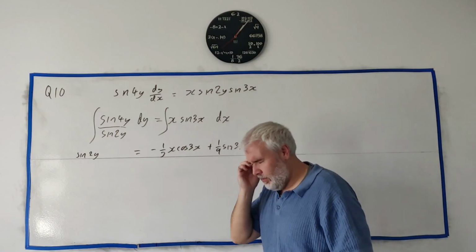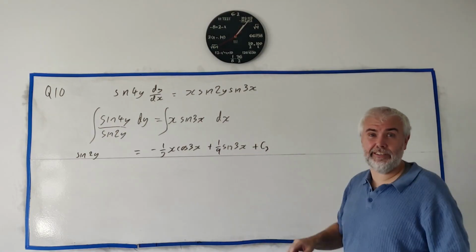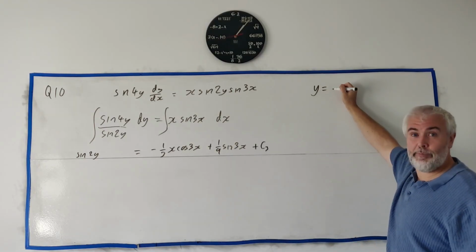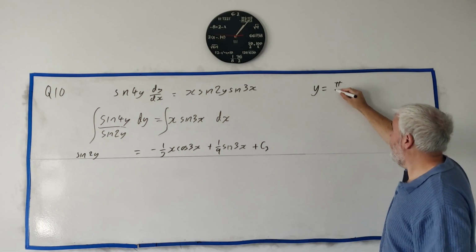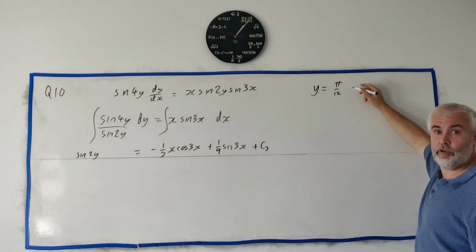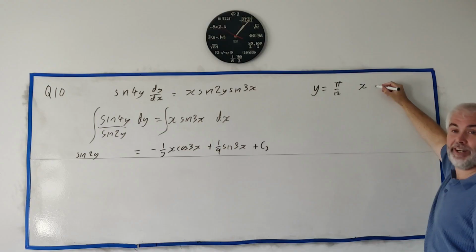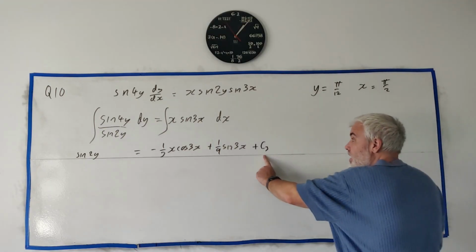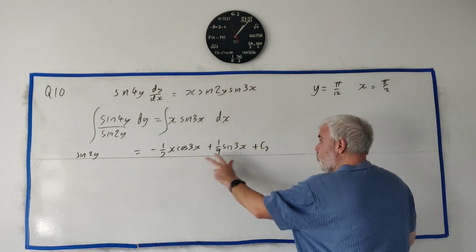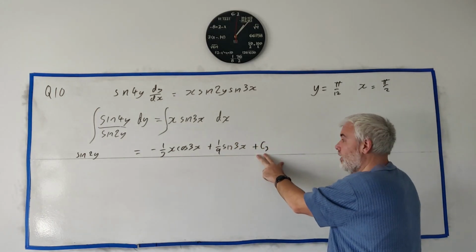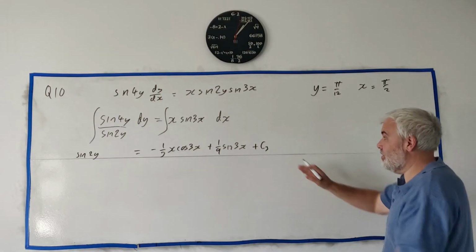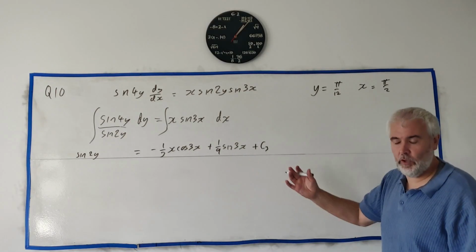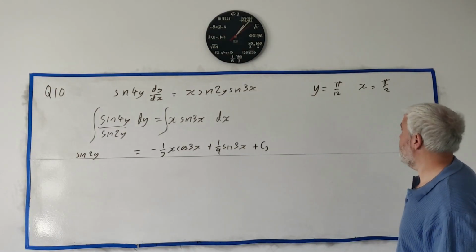With that said, we're not completely done. They don't want the constant. They gave us information to get rid of the constant. They told us that there is a point where y is equal to pi over 12, and the same point where x is equal to pi over 2. Here's an equation with x, y and a c. I know what x and y are, so I can find c. That's what they want you to do. You're going to lose probably 2 marks if you've done everything else and don't finish with this.